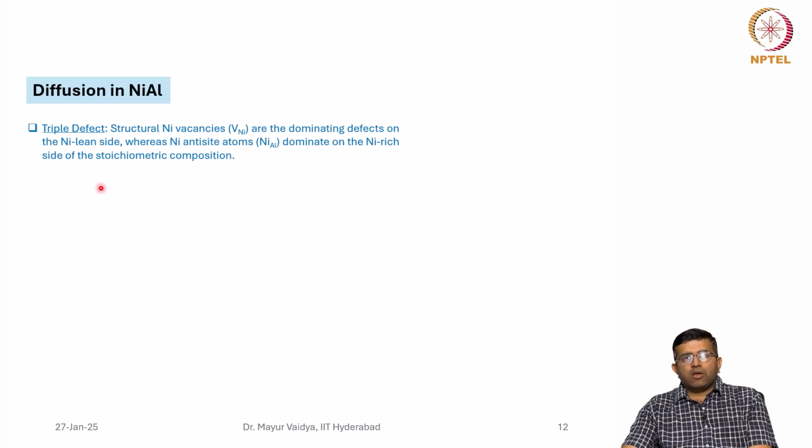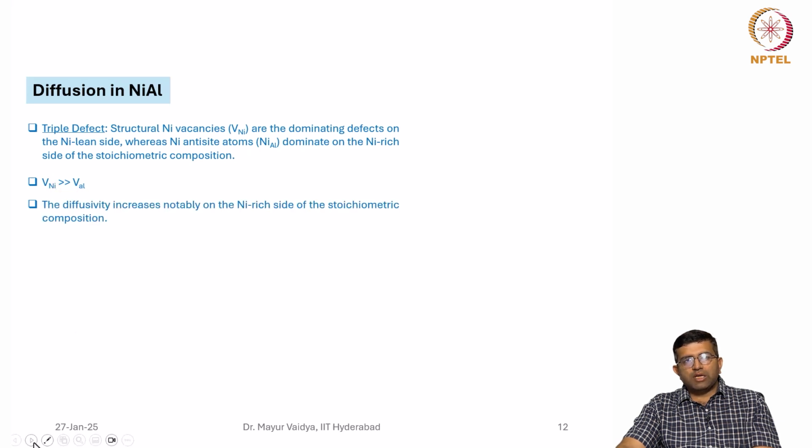NiAl, as I already mentioned, for the triple defect mechanism, the structural nickel vacancies are the dominating defects on the nickel lean side, whereas nickel anti-site atoms dominate on the nickel rich side of the stoichiometric composition. So, if NiAl has less nickel, then the nickel vacancies are the dominating ones, whereas on the nickel rich side there are anti-site atoms. So, usually the vacancy concentration at the nickel sites is much greater than at aluminum sites, and the diffusivity increases notably on the nickel rich side of the stoichiometric composition.